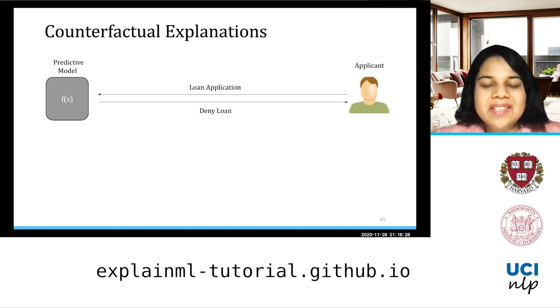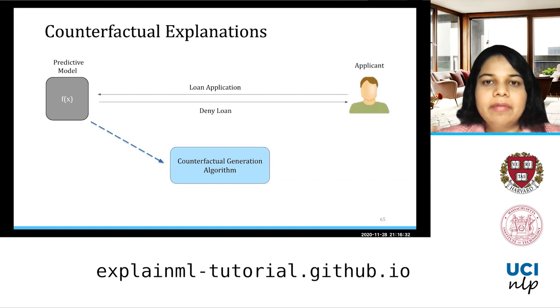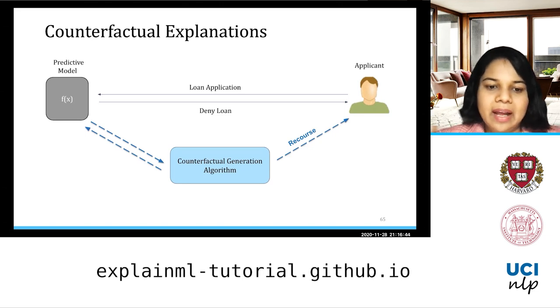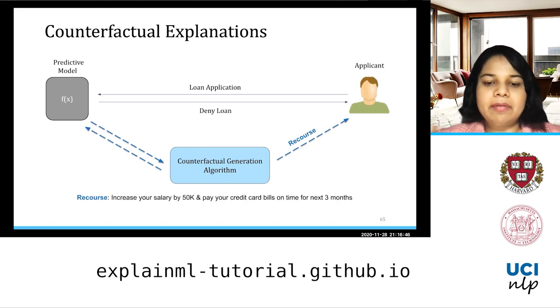So what we think of is to have these counterfactual generation algorithms which communicate with the predictive models and provide recourses to the end users. For example, in this case, a recourse might look like: increase your salary by 50K and pay your credit card bills on time for the next 3 months to increase your chances of getting your loan application accepted.